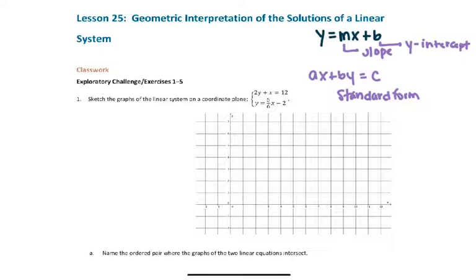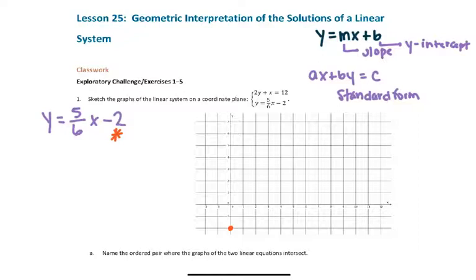So we see here that this second equation is in slope-intercept form. It is y equals 5/6x minus 2. So we already know that our y-intercept in this equation is negative 2. And so that is the point where our graph is going to cross the y-axis. So I'm literally going to come over here to my graph, and I'm going to plot a point at y equals negative 2, because I know that my graph is going to cross the y-axis at that point.